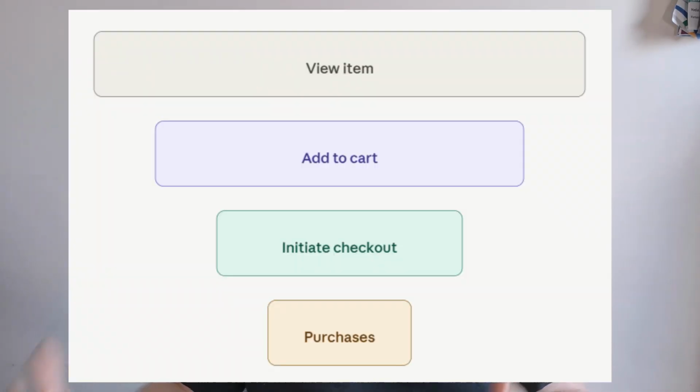So for example, for an e-commerce store, some of the conversions that you might have are purchases. You can have initiate checkout. You could have add to cart, right? All these different things you can have in your ad account if you need to use them. But that doesn't mean that you always need to bundle them together.